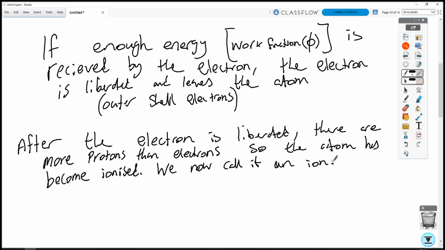Now we've looked at what happens when things are ionized. We need the electrons to leave that atom. It can only leave the atom if you supply it with enough energy. Enough energy, we call it the work function, represented by the symbol phi, measured in units joules or electron volts, or mega electron volts.